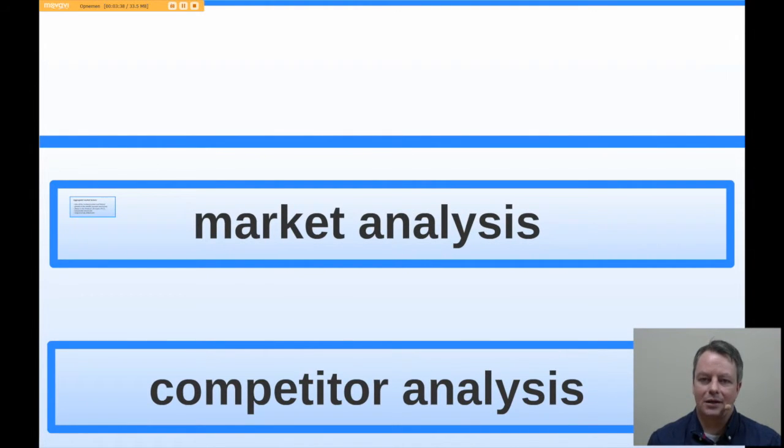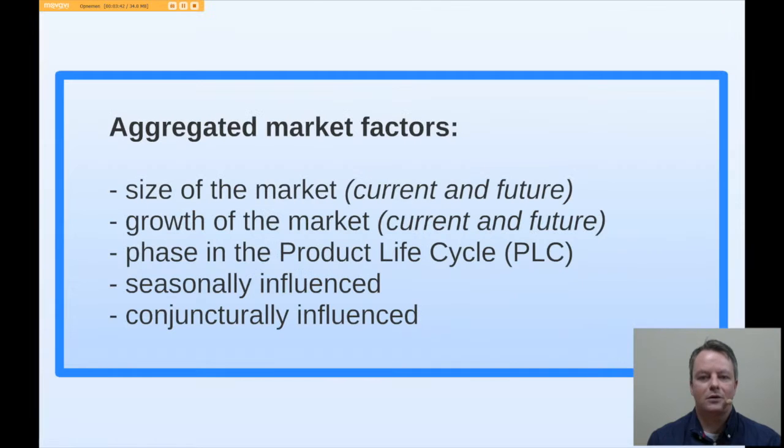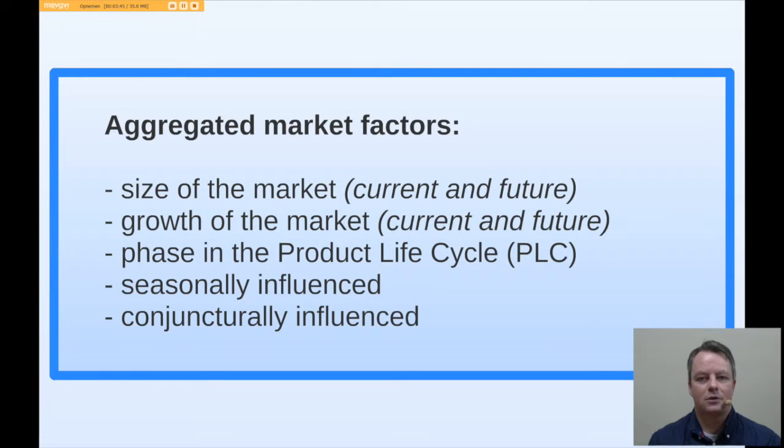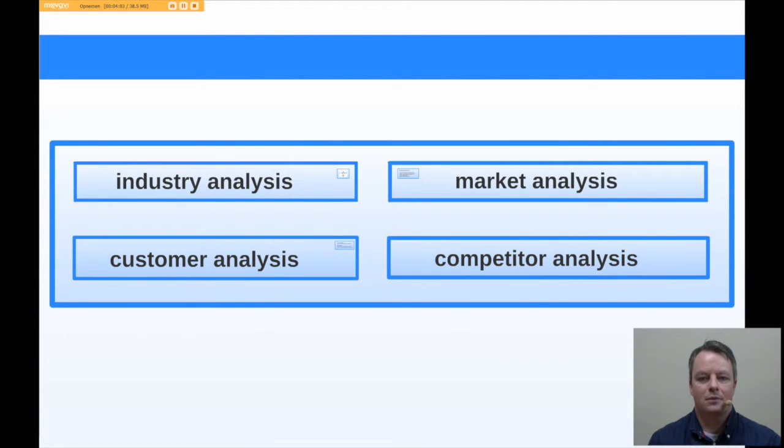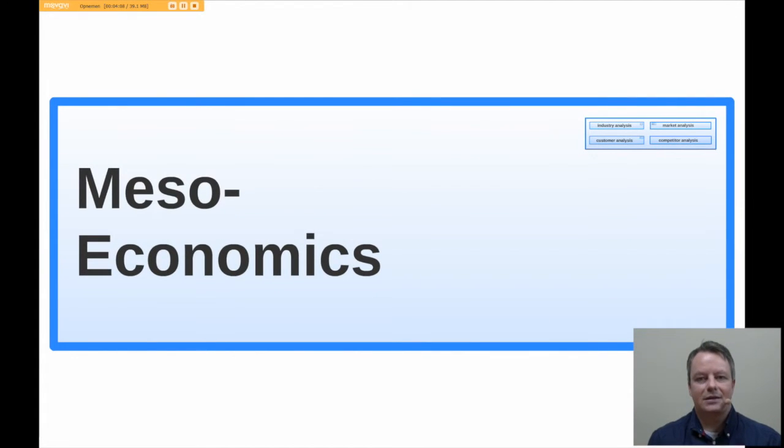You want to analyze the market to see the changes that will come to your company. Take a look at the aggregated market factors. What is the current size of the market, but also what is the future size of the market? What is the current growth and the future growth? What is the phase in the PLC, the product life cycle? Aggregated market factors give insight into how the market is going to change. Mesoeconomical changes that you need to have insight into because it changes the world around your company.